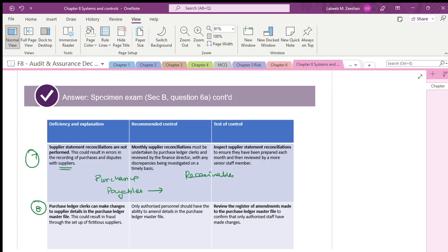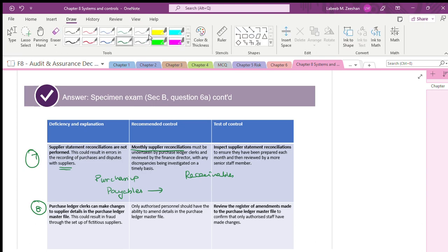What it says, they are talking about the monthly supplier reconciliation. A supplier reconciliation has to be undertaken. This is very important. Whose job is it to do reconciliation? By the clerk, is it right? See the thing. Reconciliation should be done by the clerk, reviewed by the finance director, with any discrepancy investigated on a timely basis.